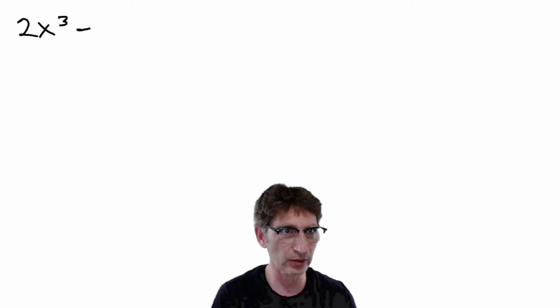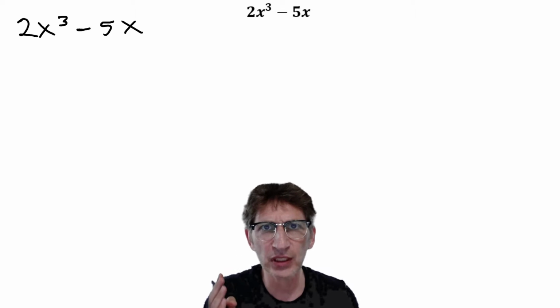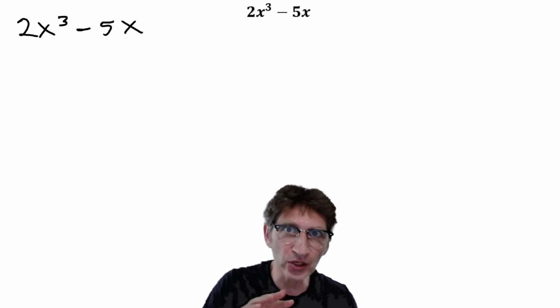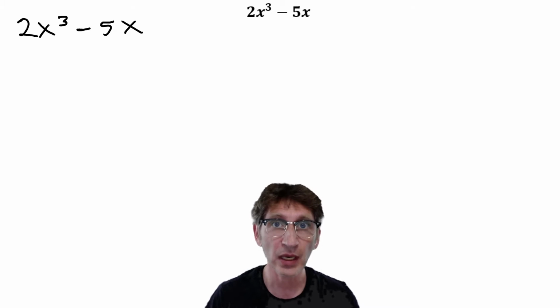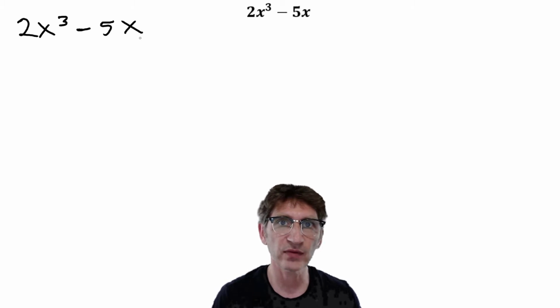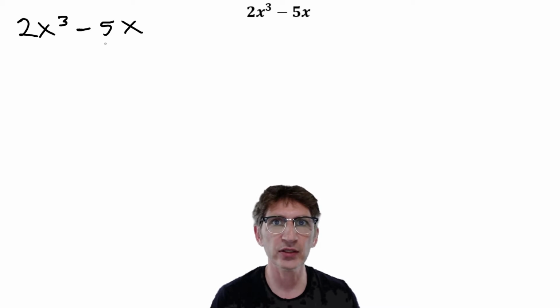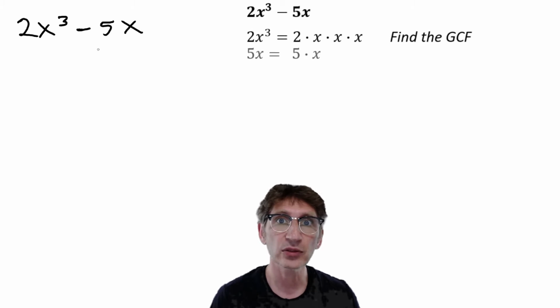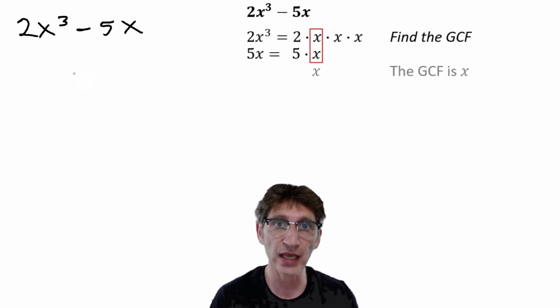2x to the third minus 5x. Factoring essentially means we're looking to do the reverse of the distributive property. We're looking for the greatest common factor of all of the terms in the polynomial. If we look at this polynomial, we have 2x to the third, and we have negative 5x. With the numbers 2 and 5, they don't have a greatest common factor other than 1. So now we consider the variables, x to the third and x.